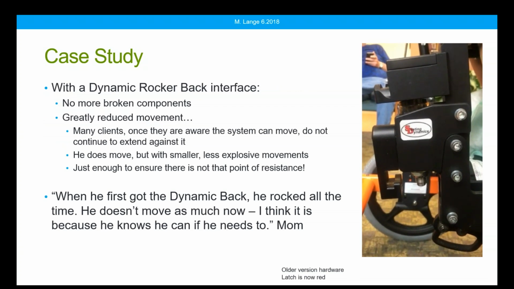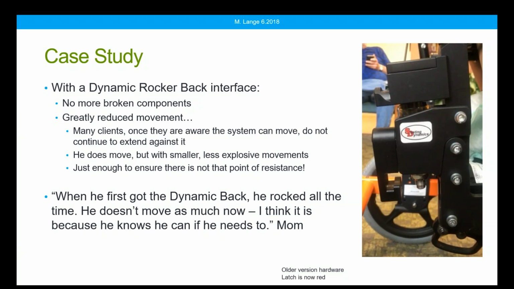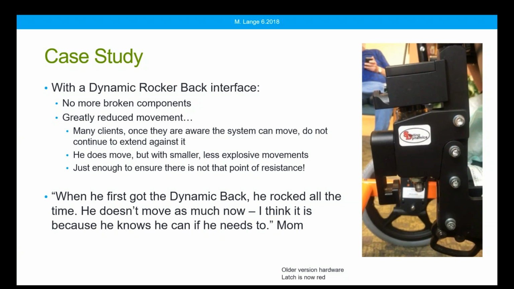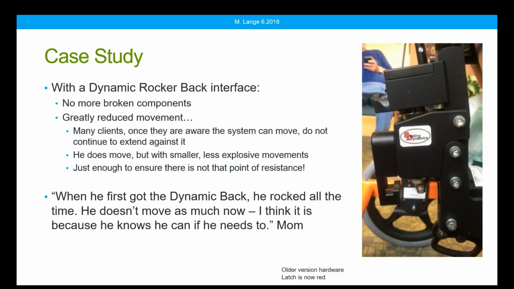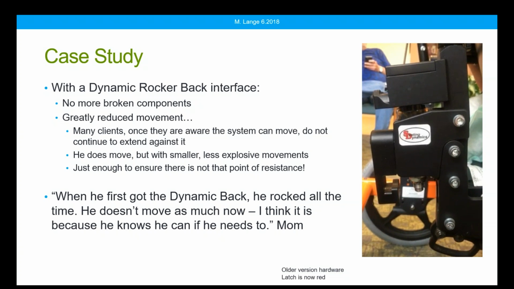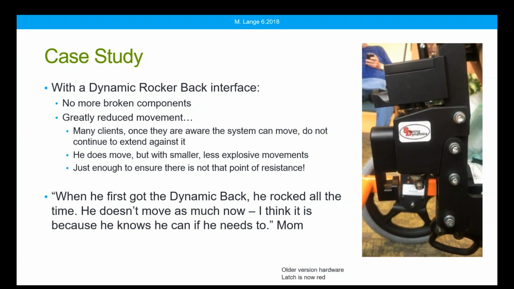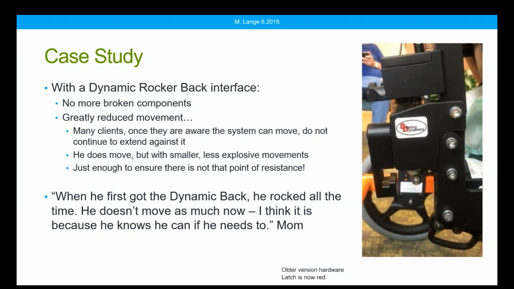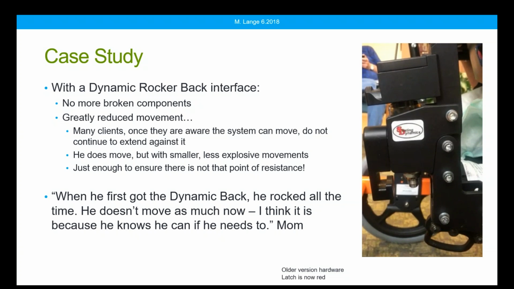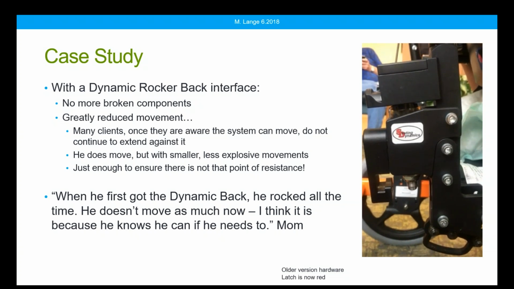Now that he has a dynamic back, he has not broken any more components. He's in his late teens now. He has a long history of breakage. And again, since receiving this, no breakage at all. His movement has also been reduced.